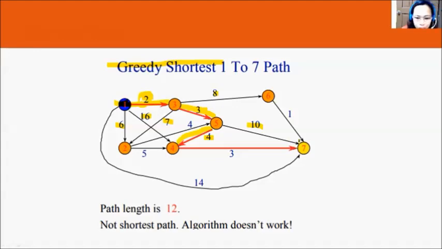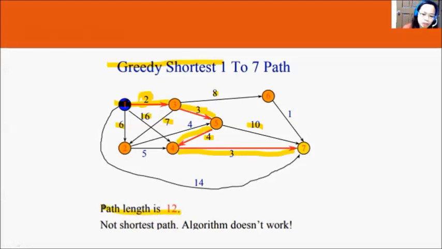From vertex 4, how many edges can we choose? We only have one. So from vertex 4, we only have the edge that has a length of 3. So now this is the path from vertex 1 into vertex 7. If you add it up, 2 plus 3 is 5, plus 4 is 9, plus 3 is 12.